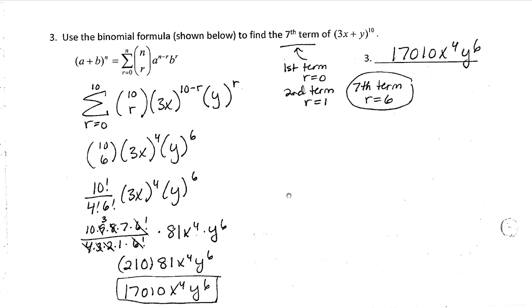The other alternative to this would be to use Pascal's triangle to get this huge number, which I really don't want to have to do. On your calculator, you could also type in nCr and in parentheses 10, 6. However, if it's a small enough number, I want you to be able to do this by hand. So make sure that you can do it either way.